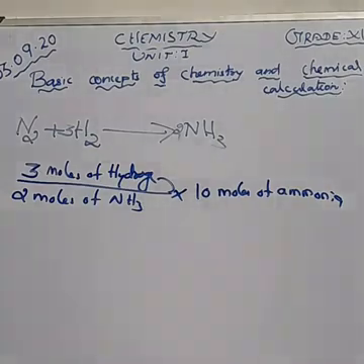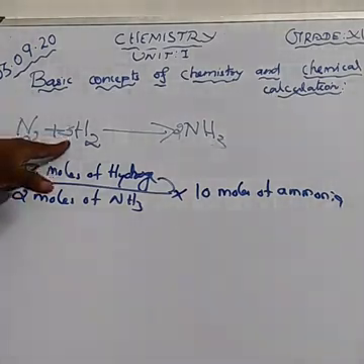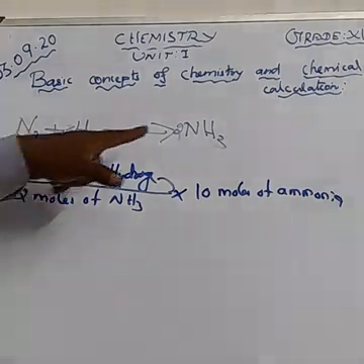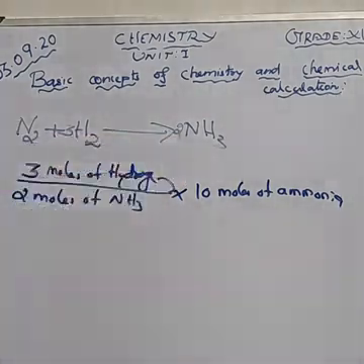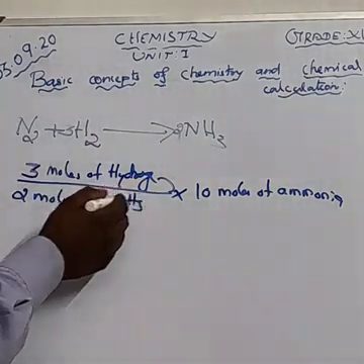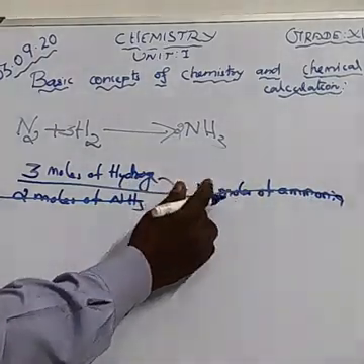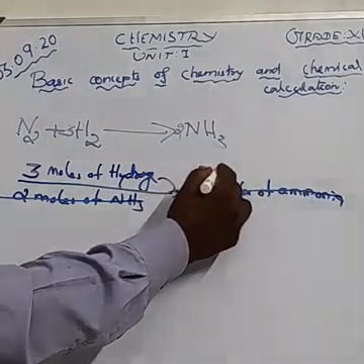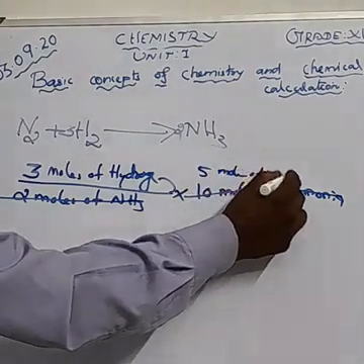The question is, to produce 10 moles of ammonia, how will you find out? First of all, you take 3 moles of hydrogen divided by 2 moles of ammonia into 10 moles of ammonia. Then you cut the 2 moles of ammonia and 10 moles of ammonia. So what is the answer here? 10 by 2 means 5 moles of ammonia.